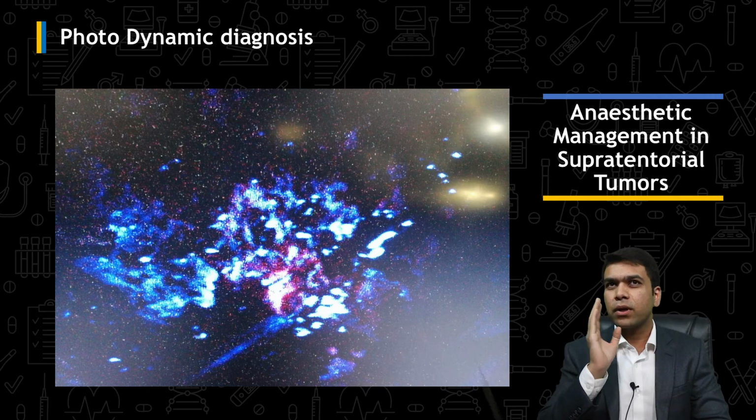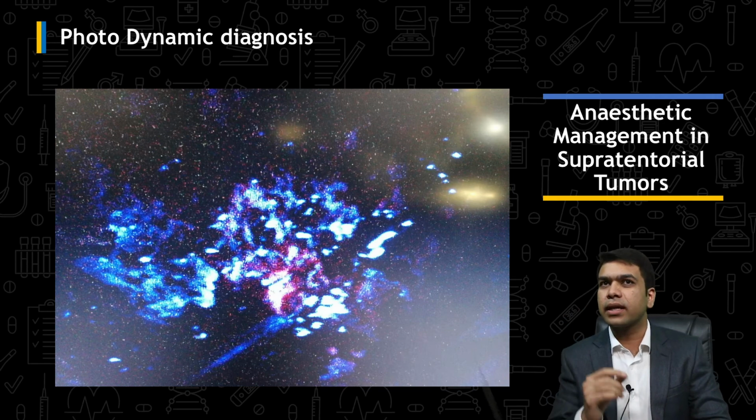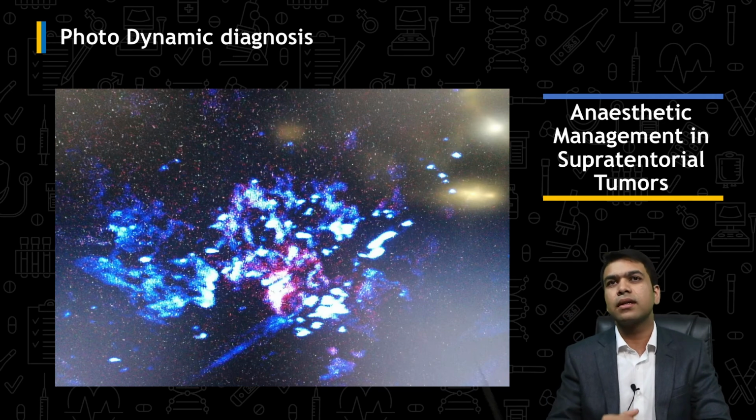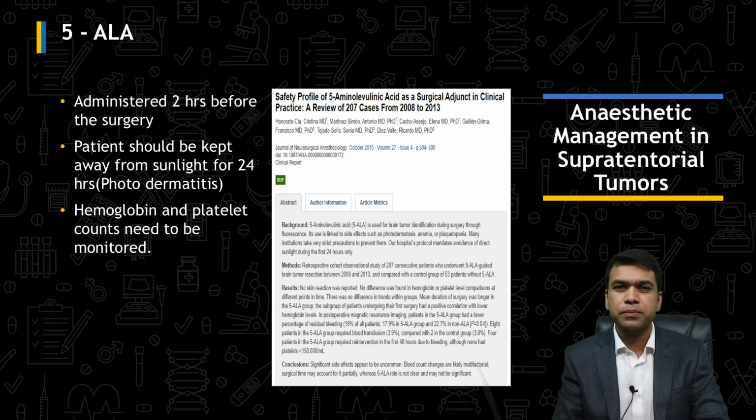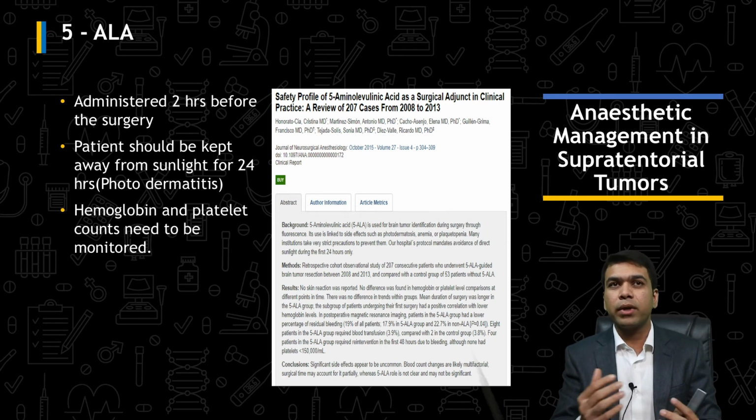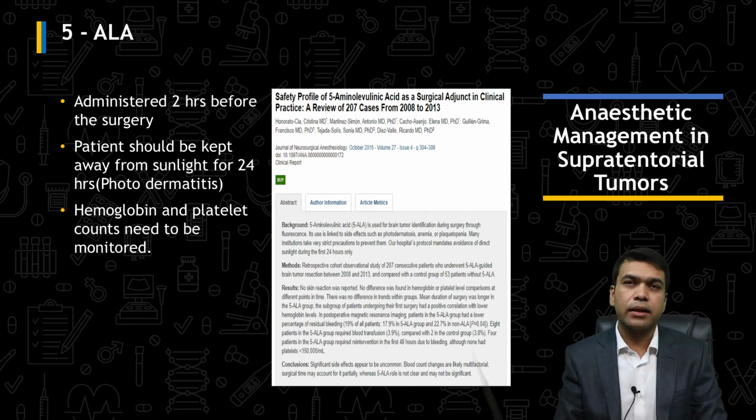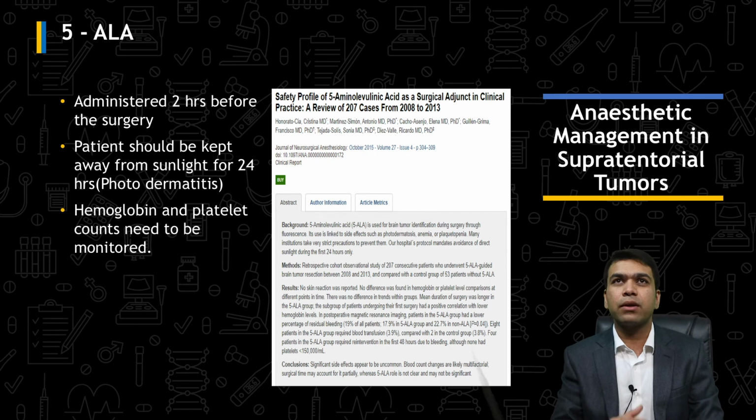So for a normal human eye, you cannot differentiate to the extent that photodynamic diagnosis will. What you need to do is administer 5-aminolevulinic acid 2 hours prior to the surgery. The patient should be kept away from sunlight for nearly 24 hours because there is a risk of photodermatitis. And as an anesthetist, you should know that hemoglobin and platelet counts can decrease with 5 ALA.